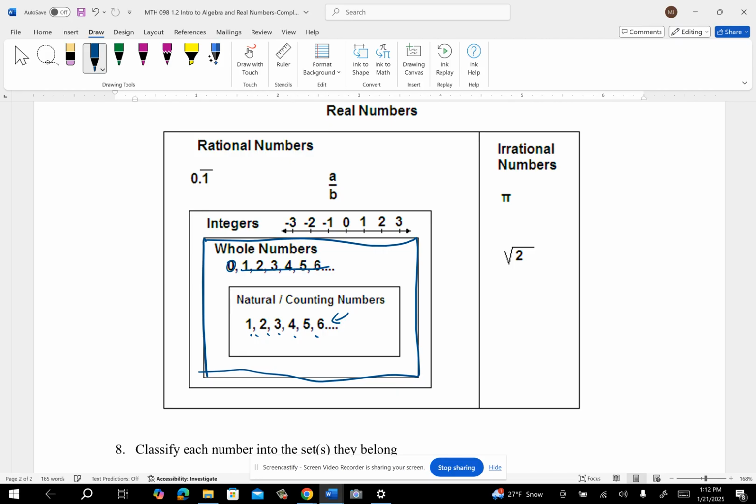Now, for integers, they're also pretty nice, but they include all of the numbers so far. So they include the 0, the 1, the 2, the 3, but then they also include -1, -2, -3, but not the in-betweens. So not -1.5 or anything like that, just those really nice numbers. 1, 2, 3 on up, 0, and -1, -2, -3 on down, okay?